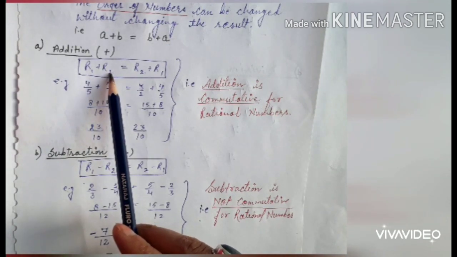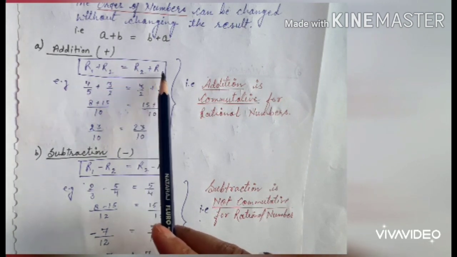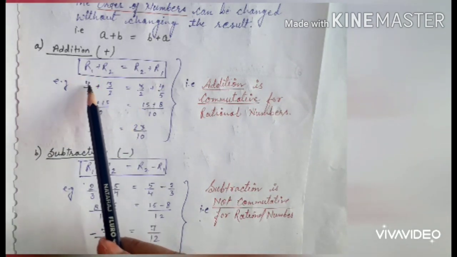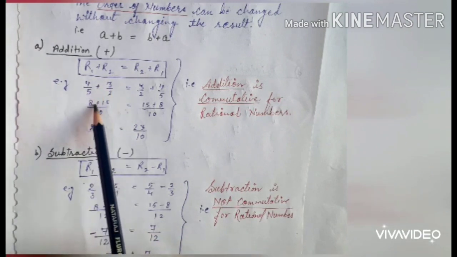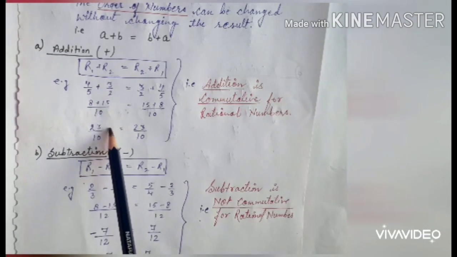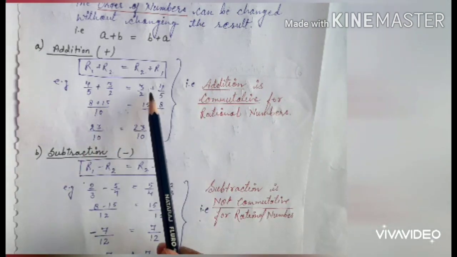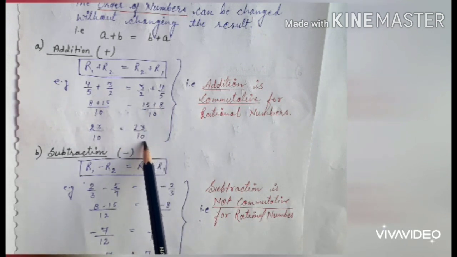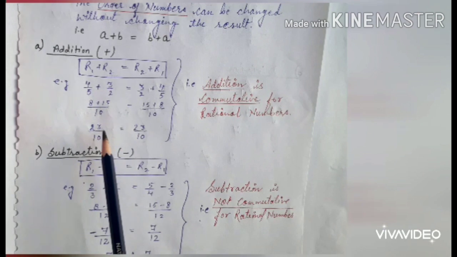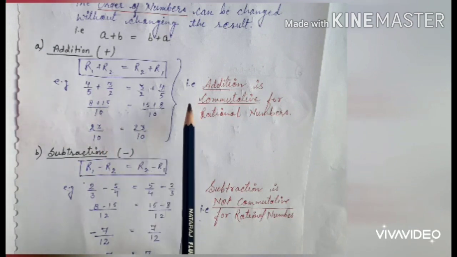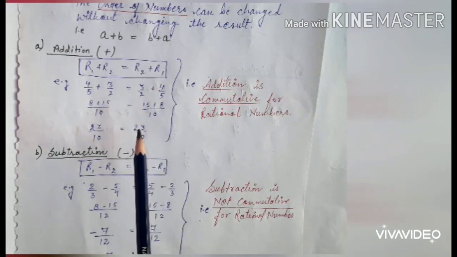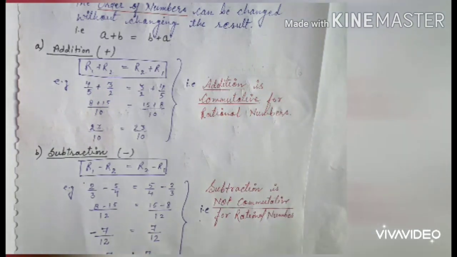For rational numbers, for addition, suppose we take one rational number R1 and another rational number R2. On the left hand side we are adding R1 and R2, and on the right hand side we are adding R2 plus R1. We have changed the order here. Suppose you choose any rational numbers: the first is 4 upon 5, the second is 3 upon 2. We take an LCM of 10 and calculate, and we get 23 upon 10. When we add 3 upon 2 and 4 upon 5 with LCM 10, we again get 23 upon 10. In both cases, left hand side or right hand side, we get the same value even though we changed the order. That means addition is commutative for rational numbers.